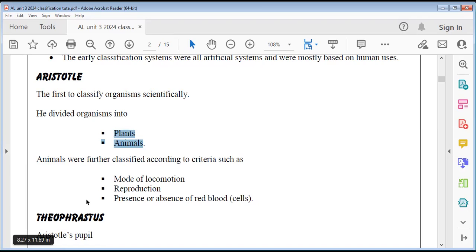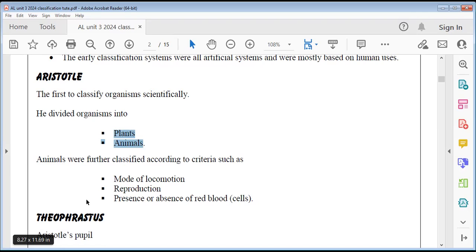Further, Aristotle had a much greater interest in animals than plants, so he did a further classification of the animals. By mode of locomotion: flying animals, walking animals, creeping animals, swimming animals. Understood? By reproduction: egg-laying ones and those giving birth to young, that kind of classification.